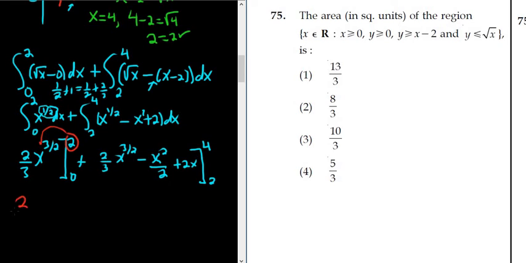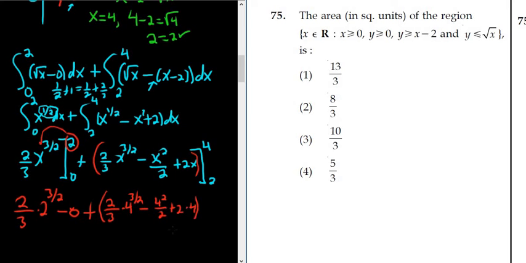So we get 2/3 times 2 to the 3/2. What is that? I don't know. We'll leave it. Minus, and then when you plug in 0, it goes away. So just minus 0 plus. I'm going to put this in parentheses for clarity. So now we're going to plug in 4. So we get 2/3 times 4 to the 3/2 minus 4 squared over 2 plus 2 times 4.